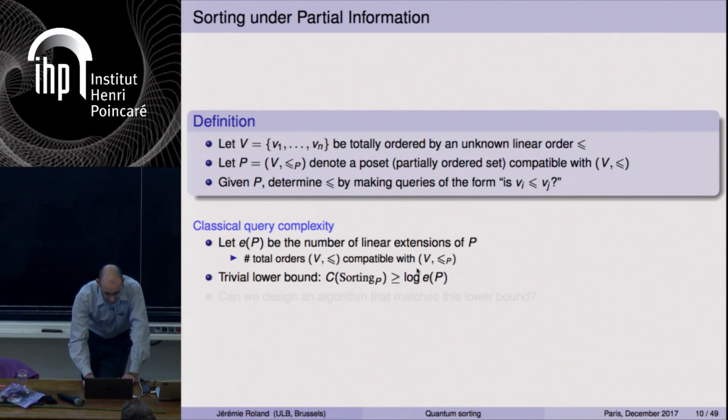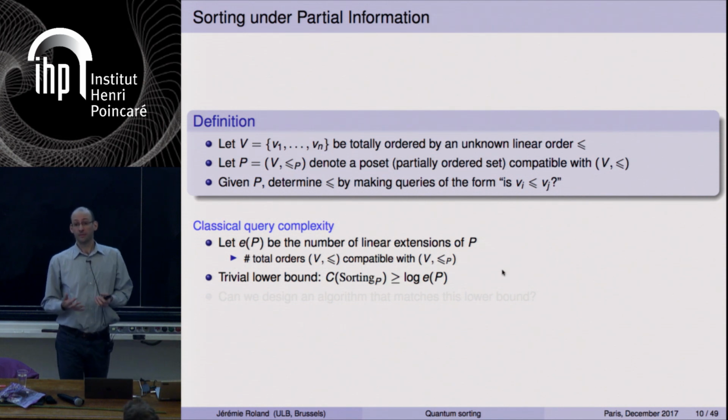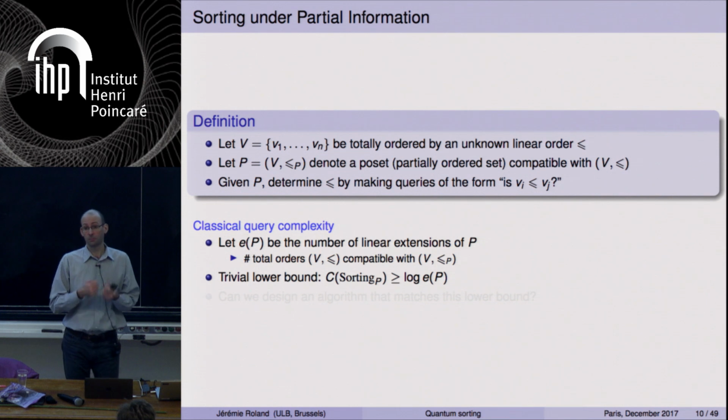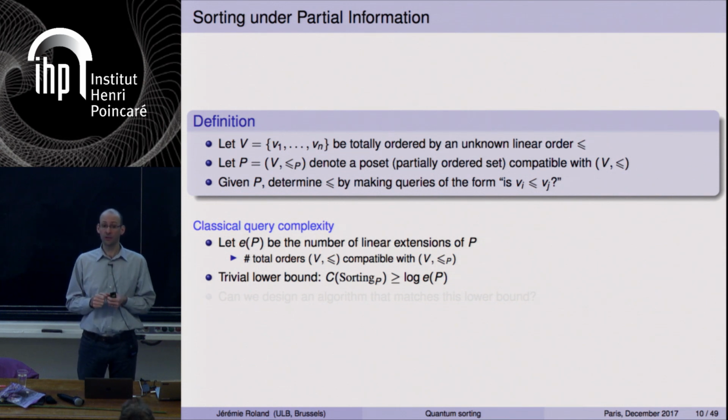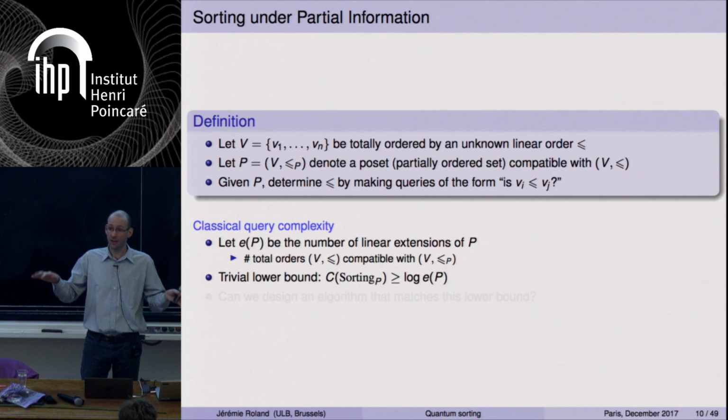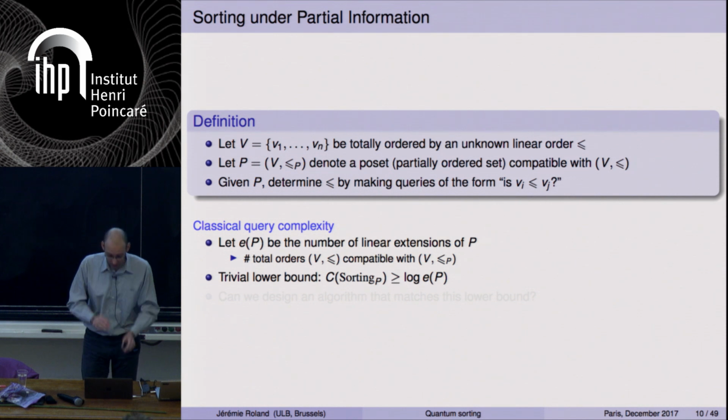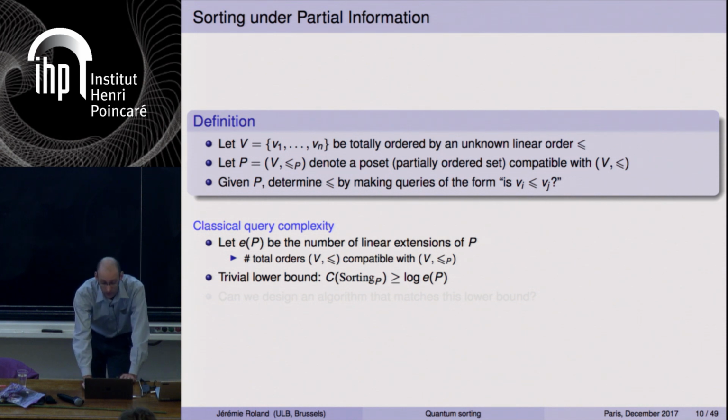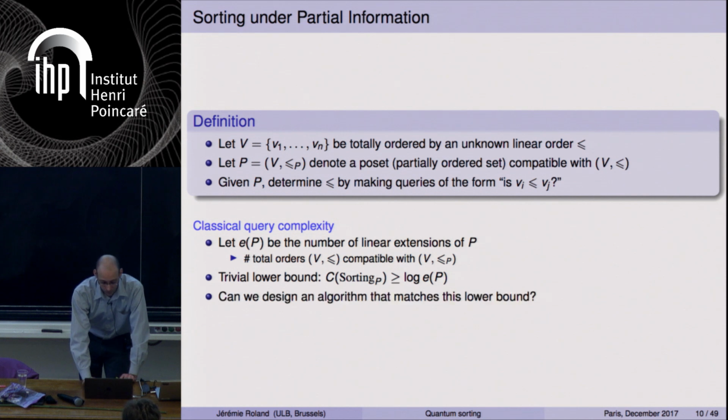And so there is a trivial lower bound again, which is the logarithm of this number. Each time you perform a query, you can acquire at most 1 bit about the solution, and you have E of P possible total orders. So you need at least log E of P queries in order to be able to determine each one of them. So this is, again, a trivial lower bound. The proof is exactly the same as for the regular sorting problem.